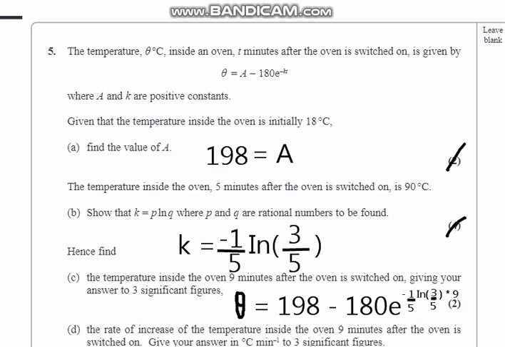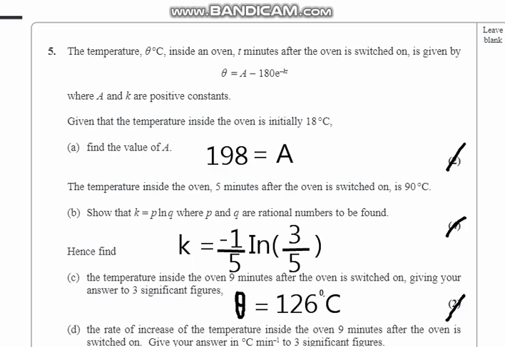There you go, theta equal to 198 minus 180 into exponential to the power minus 1 upon 5 ln 3 upon 5 into 9, and when you plug all these values into the calculator, you'll get a value of 126 degrees Celsius. That's the final answer here, and that's how you're done with 2 marks.